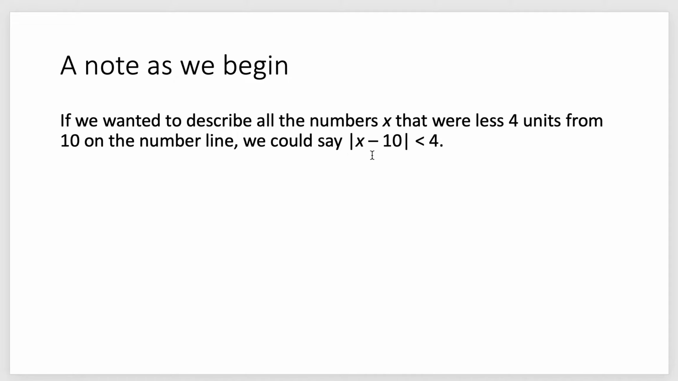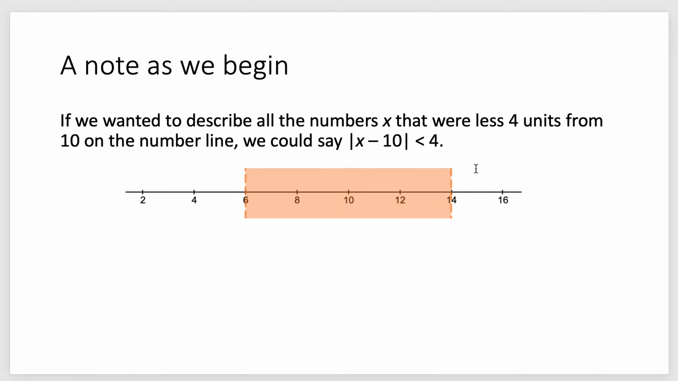This absolute value with the subtraction is saying the distance between these two numbers, x and 10, is less than 4. On a number line, that would look like this. Here's 10, and if we go 4 units to the right, we get 14, and 4 units to the left, we get 6. I've got these dotted lines to say I'm not including those, but everything in between is less than 4 units away from 10.